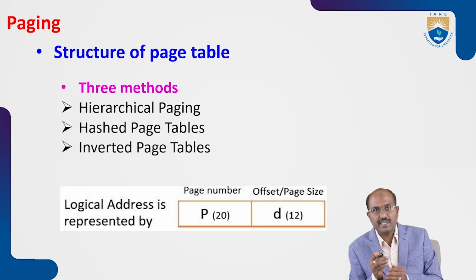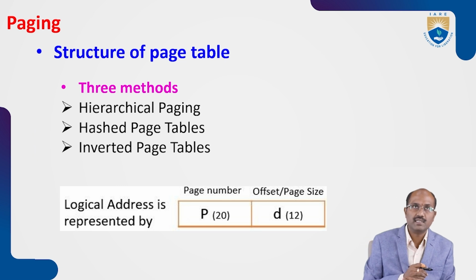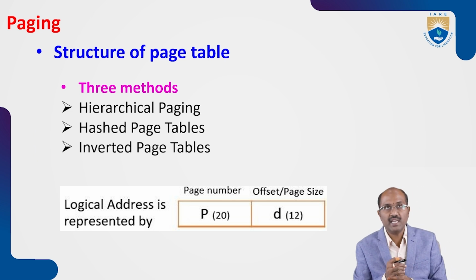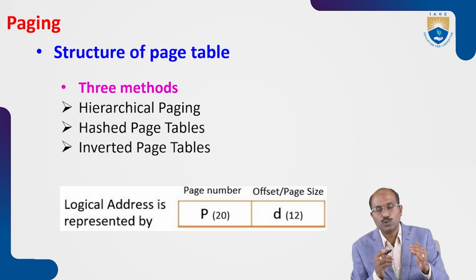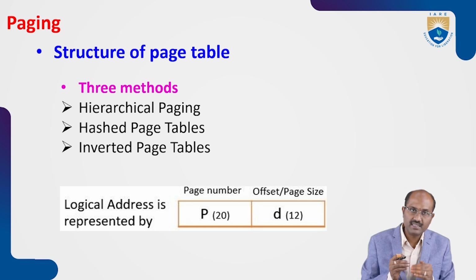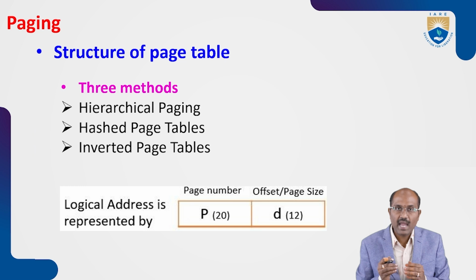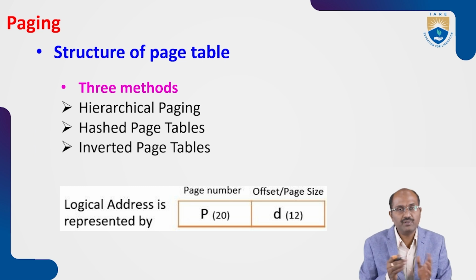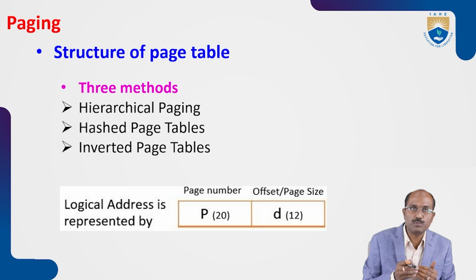So the page table structure has 3 methods. That is hierarchical paging, hashed paging, and inverted paging. Hierarchical paging comes under 2-level paging, 3-level paging, and 4-level paging. But a hashed page table is completely different from hierarchical paging. Let's see the two-level paging procedure.